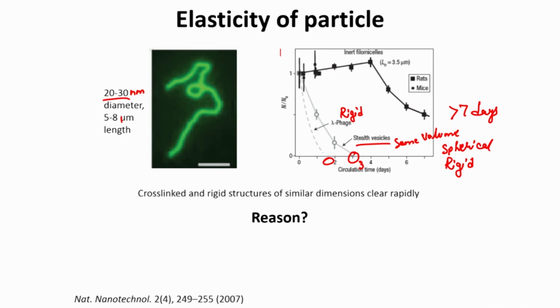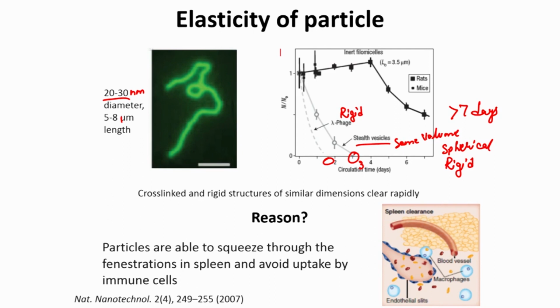So, what is the reason for all this? We talked about how elasticity is able to change the circulation time and able to flow quite a lot in our body, but what is the major reason that this is happening? And the major reason is the spleen. A spleen is essentially nothing but a filter for our body.